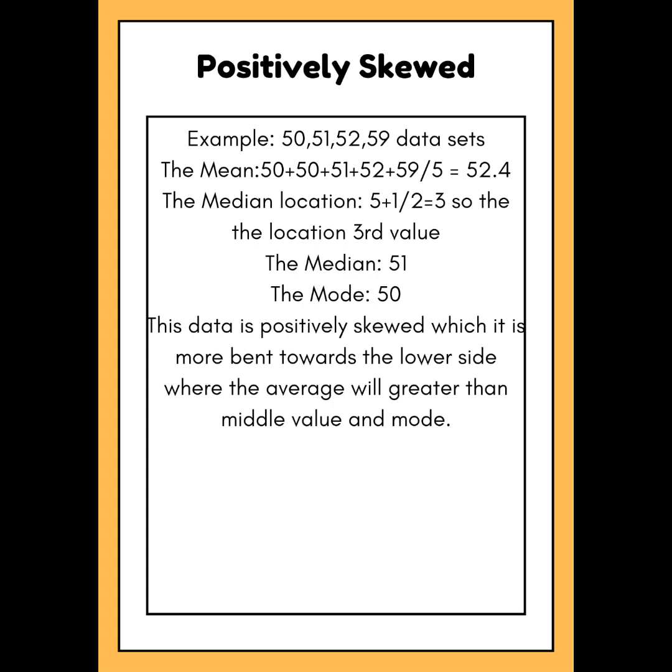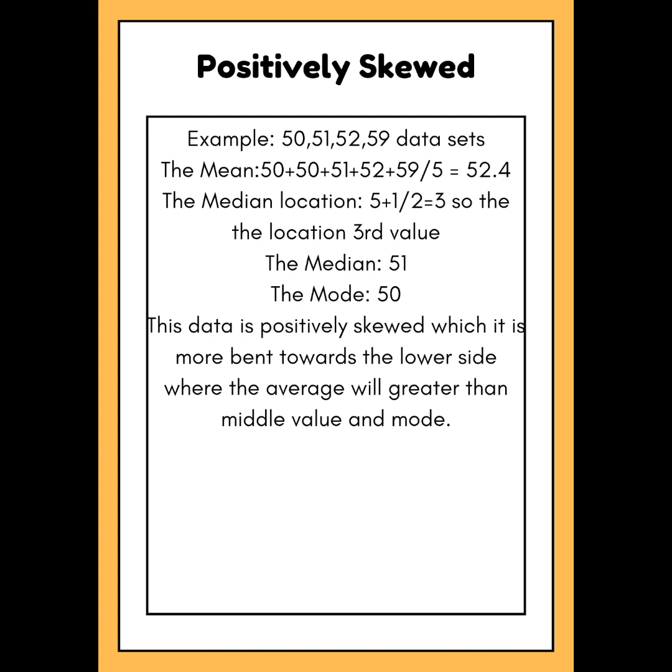Next is to get the median. Don't forget, there are two ways to get the median, depending on whether the number of values is odd or even. As we look back, we get the location by adding 5 and 1 and dividing by 2, so the location is the third value, which is 51. And while the mode is the repeated value, the mode is 50.